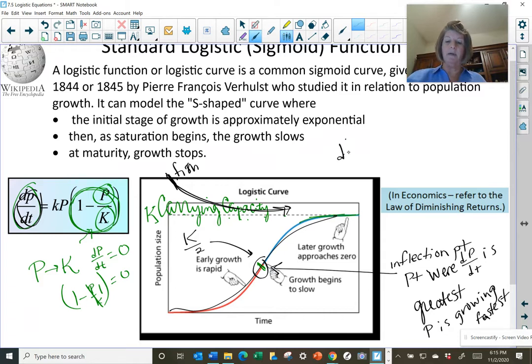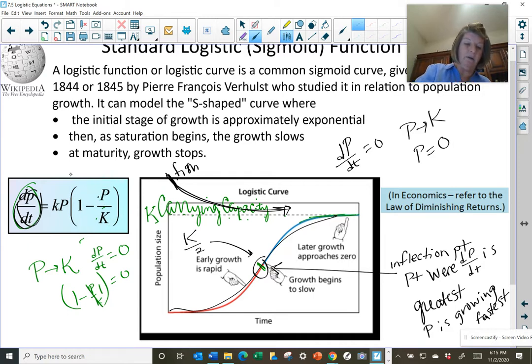Also, sometimes you'll see a question, dP/dt equals 0. When does that happen? Most of the time we'll say when P approaches K, because we see this relationship over here. 1 minus 1 goes to 0. The other time is if population equals 0. So there is no population, because then you can see this factor here. If P equals 0, then dP/dt would equal 0. So the rate of growth is 0 because there's nothing present to get it started.